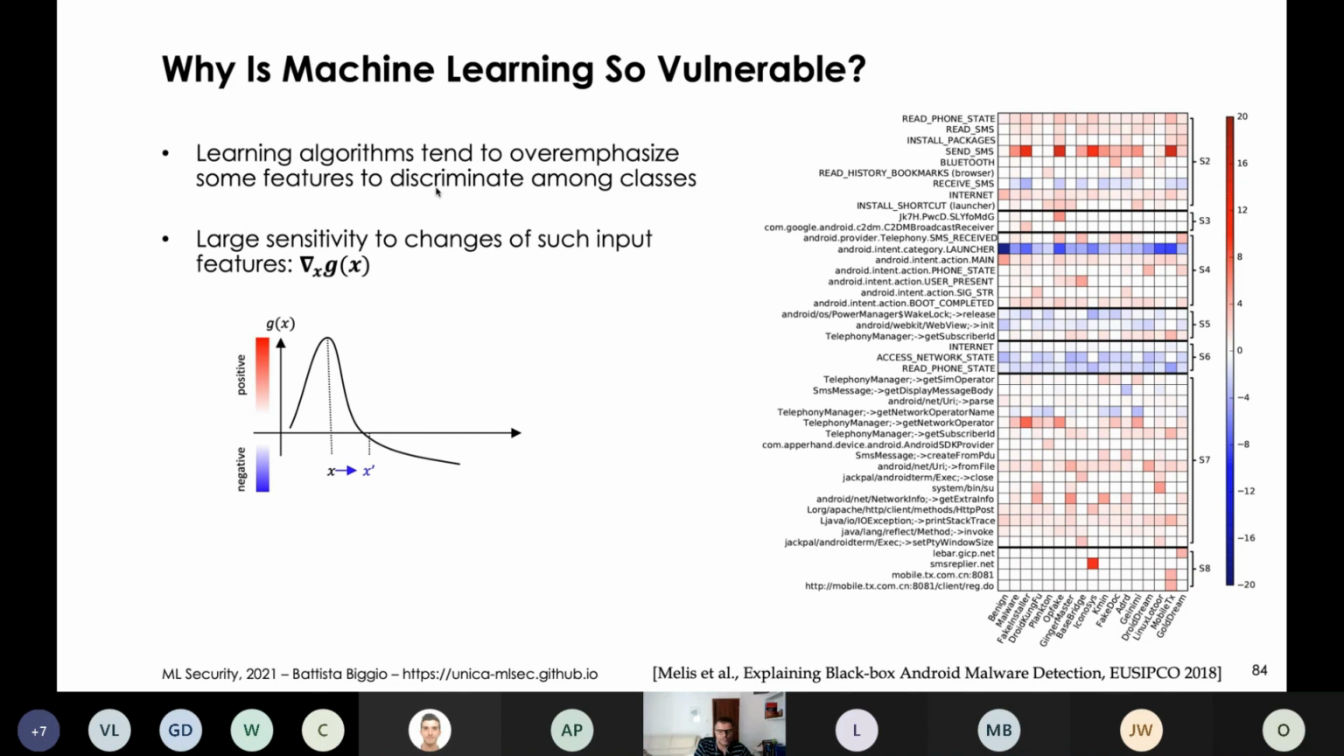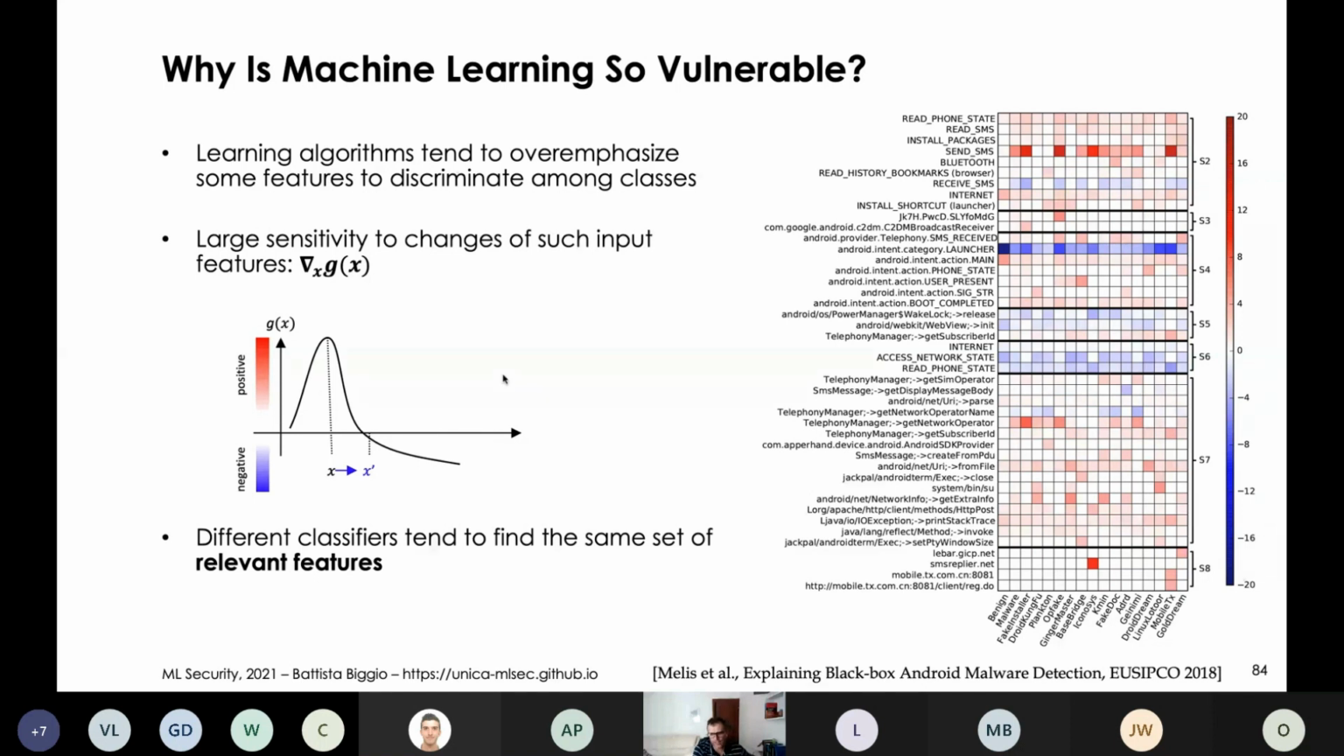And the other interesting point, this means that essentially these algorithms are very sensitive to changes of few features in this case. We will come back to the idea of the size of this gradient here later on. But essentially, if the function is really sensitive to this change, that's the concept of gradient, right, of derivative. If there is a large sensitivity to such changes, then this is equivalent to having a large vulnerability to the corresponding attacks.